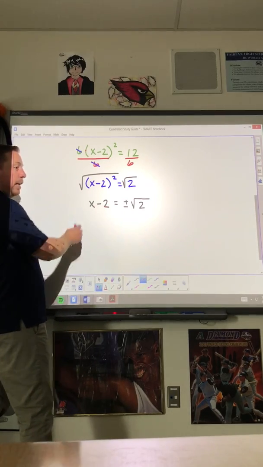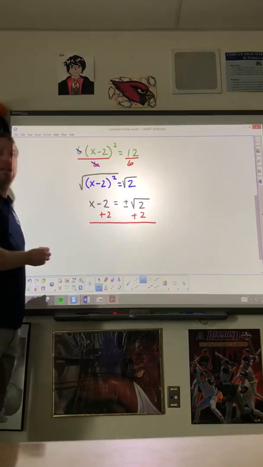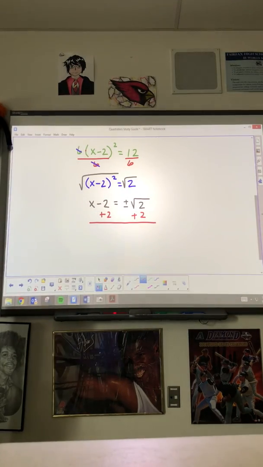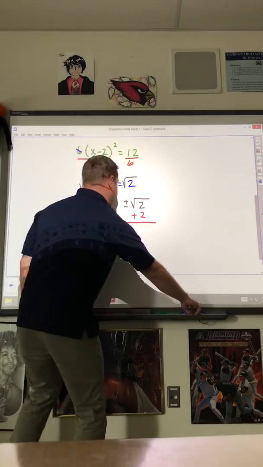Okay, last thing to do to get x by itself is to add 2 on both sides. Dalen, hold on, you need to stay in here. Stay in here. Okay, sorry about that.